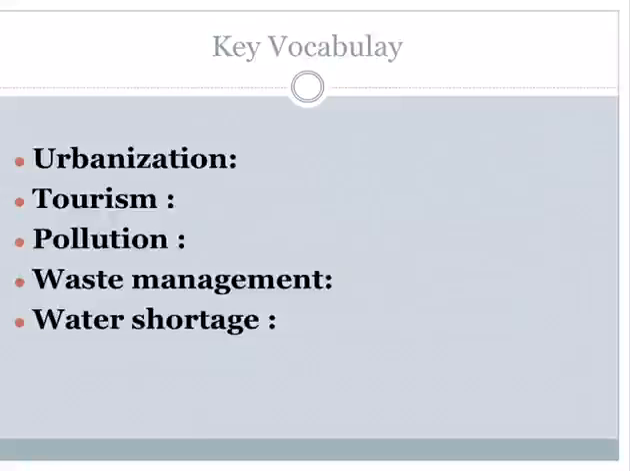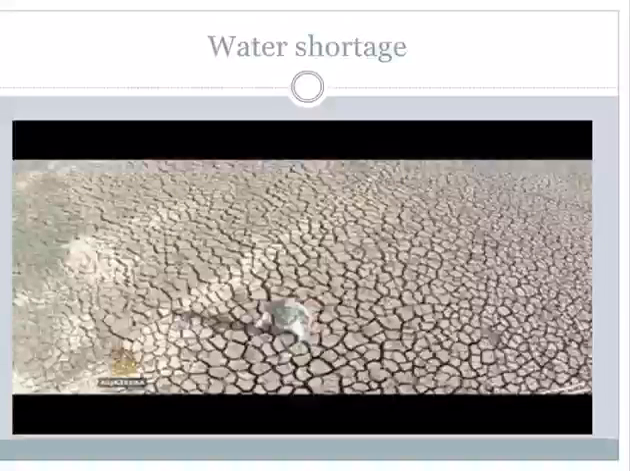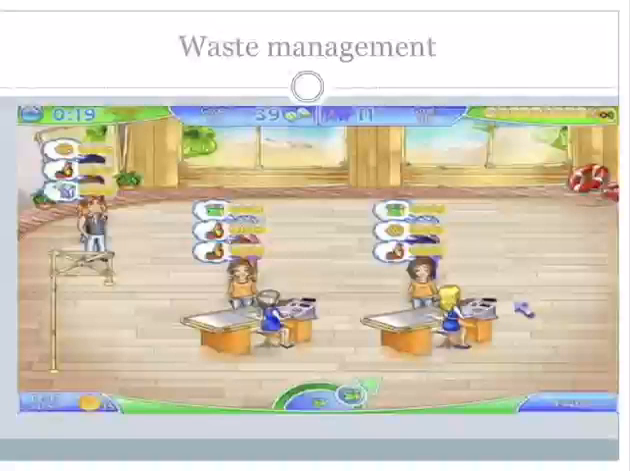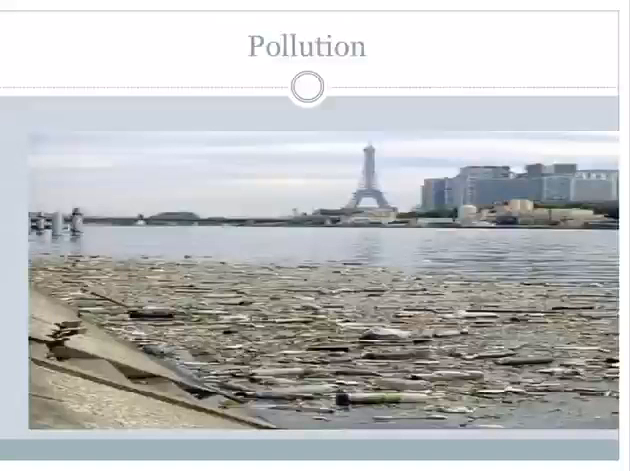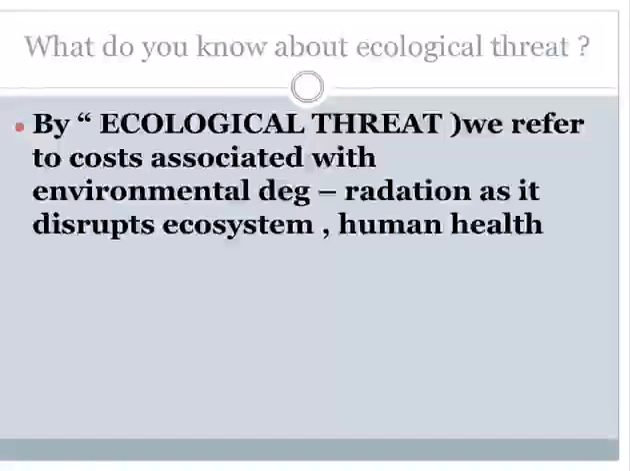What about the key vocabulary for this day? We have urbanization, tourism, pollution, waste management, and water shortage. Now here we have some pictures that represent the new words. You are going to look at them. Water shortage, tourism, and also we have the waste management, and also we have different kinds of pollution. We have pollution of smoke in the sea and also in the sky.